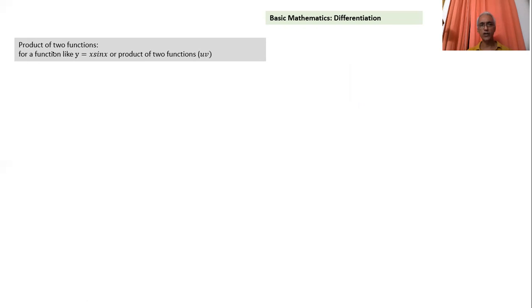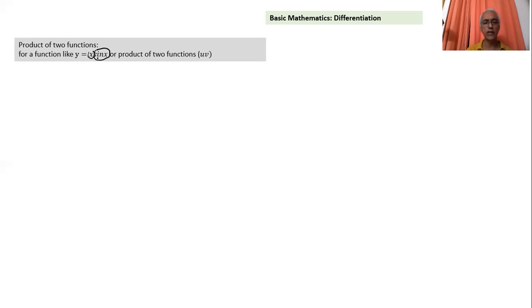Let's first understand what the product of two functions looks like. One simple example: suppose I write y is equal to x sine x. This x term is coming twice and is multiplied. So one function is the sine function and the other is a linear function with coefficient 1. So it's a product of two functions. There is one x term here and another x term here.